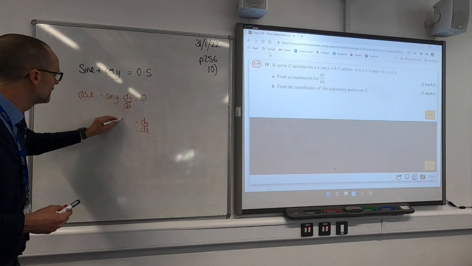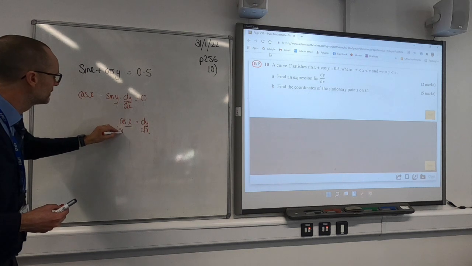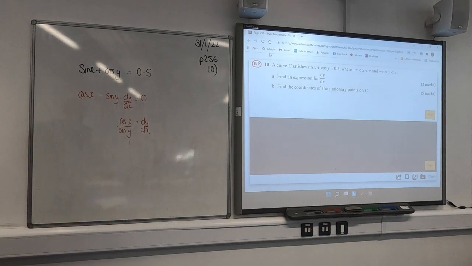And then it's fairly simple to rearrange it. And that's not cot, is it? Because it's a different variable. It's cos x over sine y.